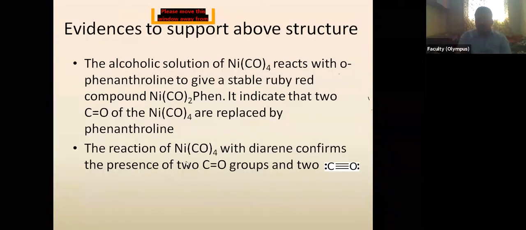When it reacts with diarine, it also confirms the presence of two carbonyl groups, C double bond O groups, and two C triple bond O groups. So that is the nickel tetracarbonyl orbital diagram, recent. If you are asked in the exam, then write both the recent orbital diagram as well as the old orbital diagram. But this is regarding the structure of nickel tetracarbonyl.